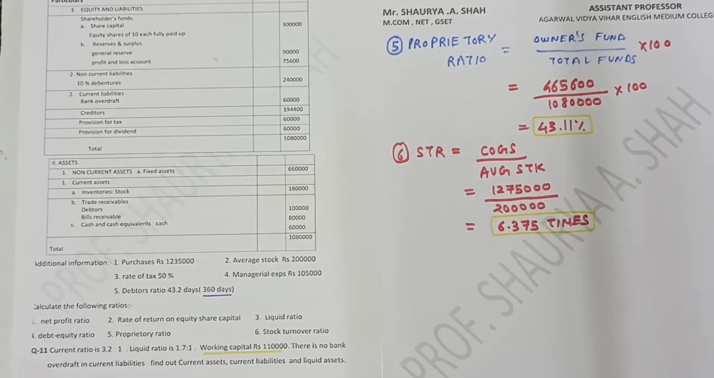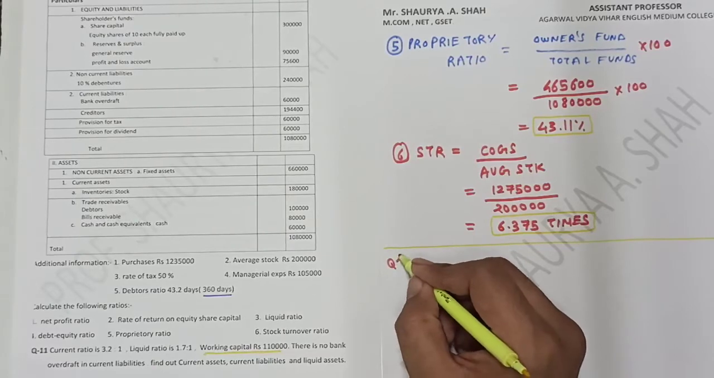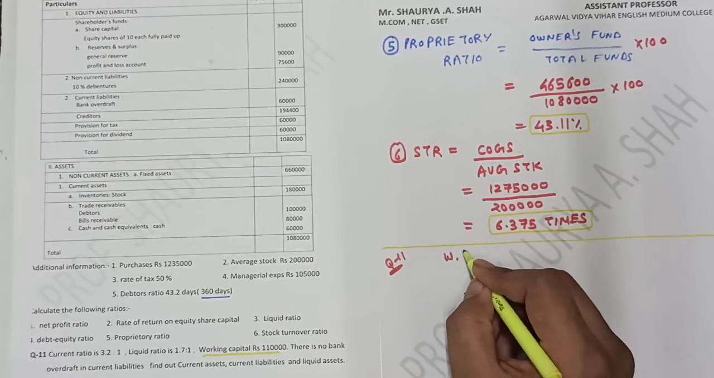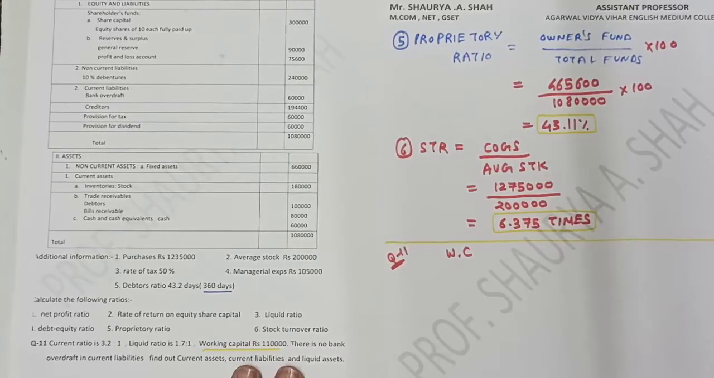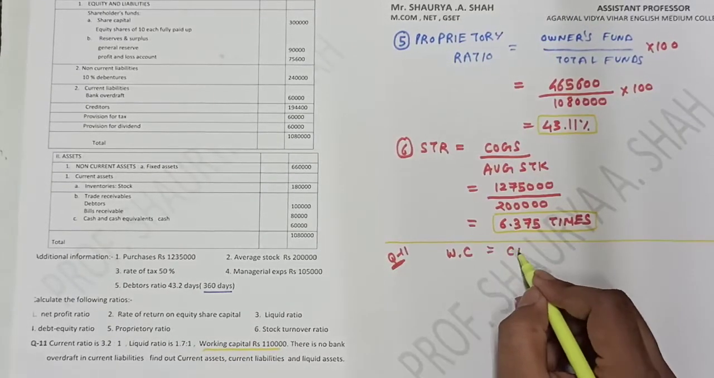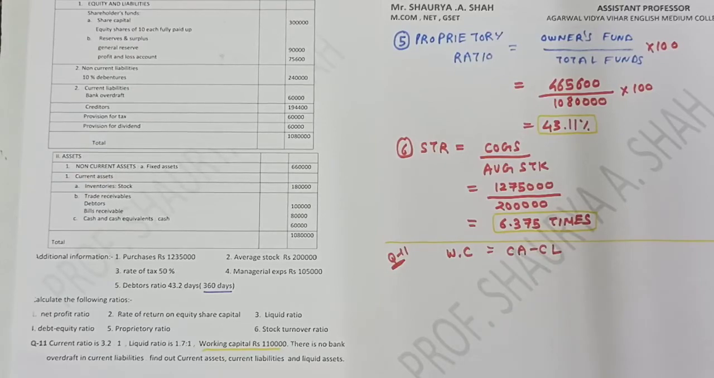So working capital is given. So I know the formula, one of the formulas for working capital, right? So I'll start my sum with that only. Working capital, the amount is given, right? So I also have the equation. What do you mean by working capital? First of all, students, working capital is current assets minus current liabilities. You all must be knowing it.